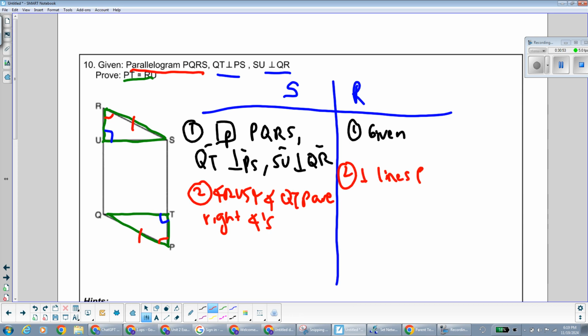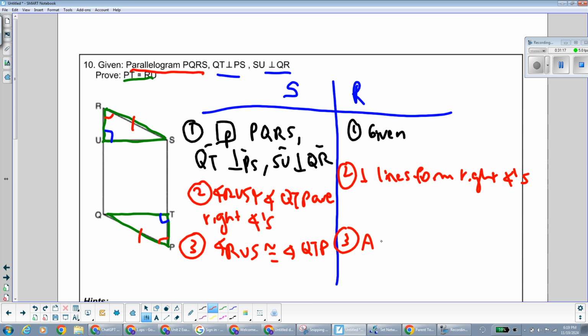Perpendicular lines form right angles. And since I'm using them for AAS, I need two congruent angle pairs. So I do need to say that these right angles are in fact congruent to each other, because all right angles are congruent.